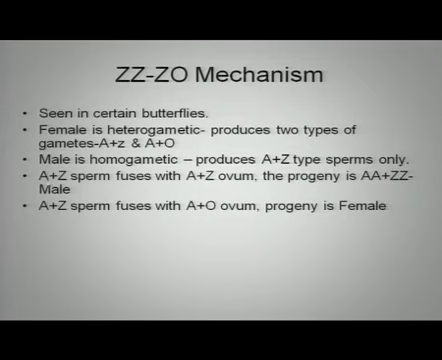Now, regarding the fusion, when A plus Z sperm fuses with the ovum containing A plus Z, the progeny is AA plus ZZ. It is a male homogametic individual. The sperm with A plus Z chromosome fuses with ovum containing A plus 0, that means only autosomes. The progeny is a female. So, females are heterogametic.